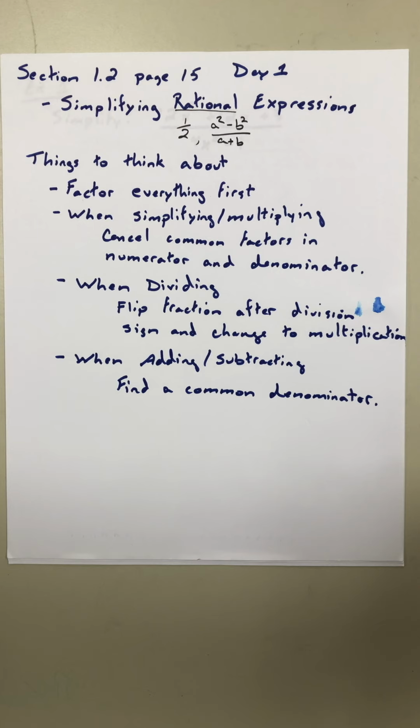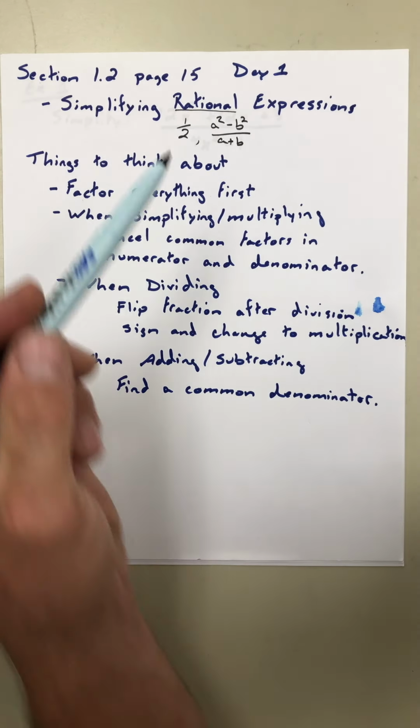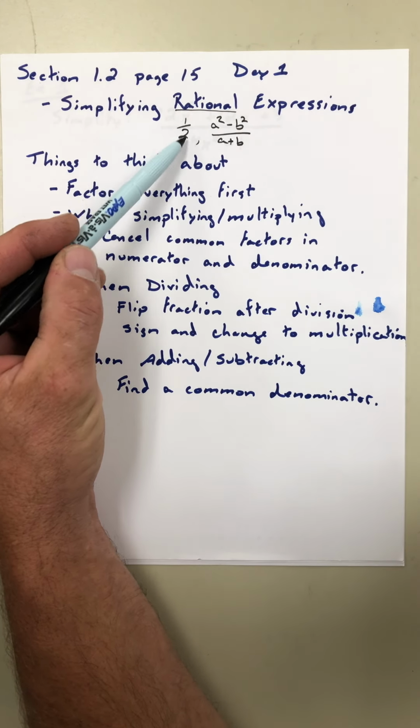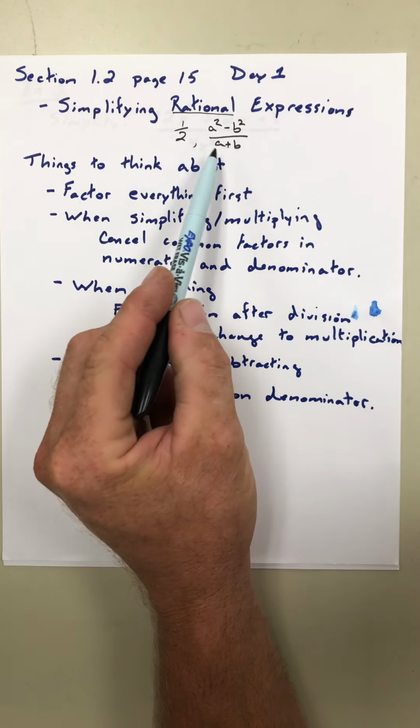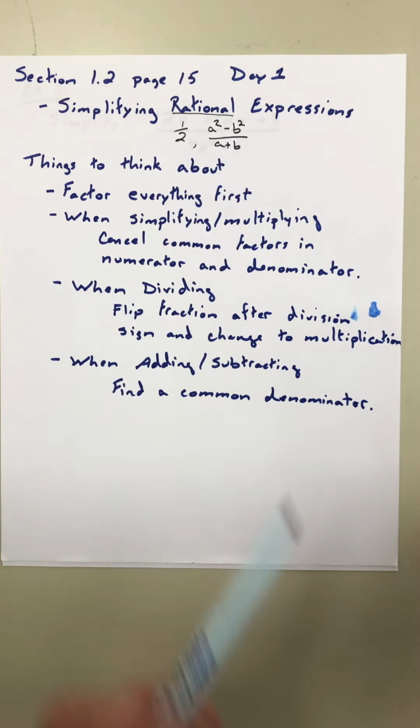We're going to talk about simplifying rational expressions today. Before we get started with simplifying them, we should probably talk about what they are. So some examples of rational expressions, the word rational means fraction. So an example of a rational expression would be 1/2, or (a squared minus b squared) over (a plus b). This second part is really what we're going to look at today and being able to simplify those.